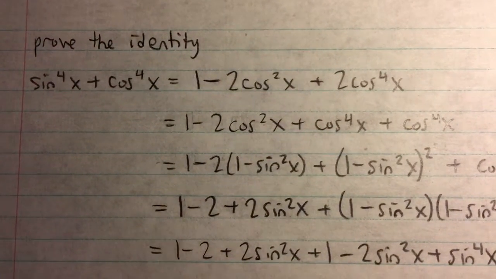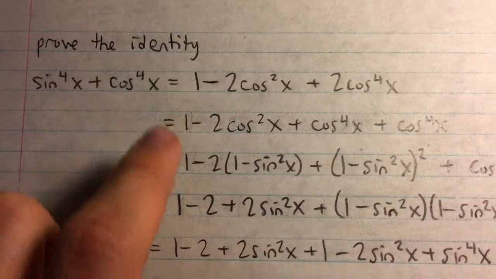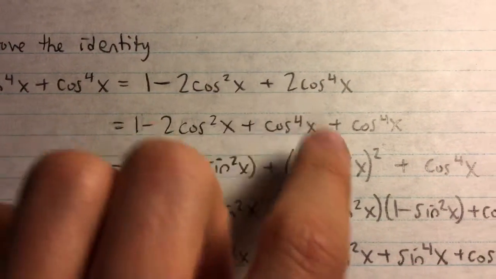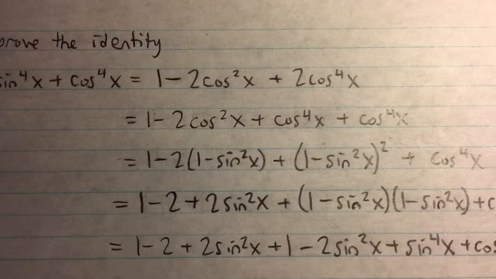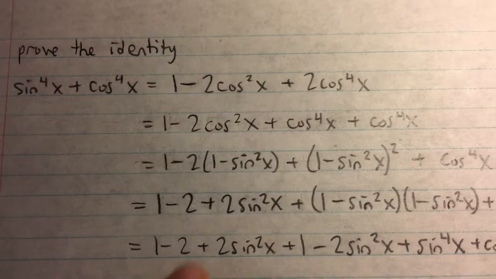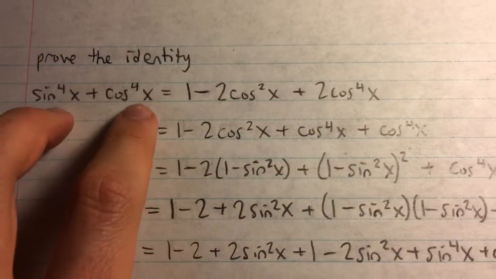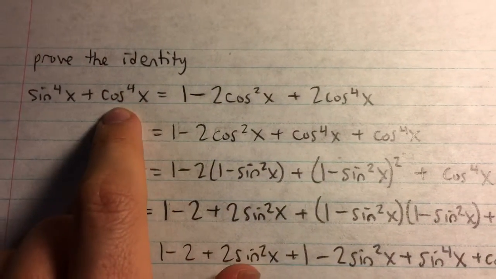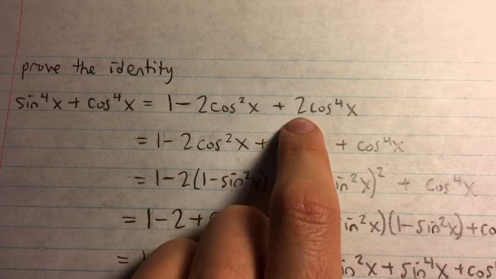Prove the identity, sine to the fourth x plus cosine to the fourth x is equal to 1 minus 2 cosine squared x plus 2 cosine to the fourth x. Now what we're going to do is manipulate this right side so that it's equal to the left side. First off, we can see we already have our cosine to the fourth x, it's just that we have two of them.